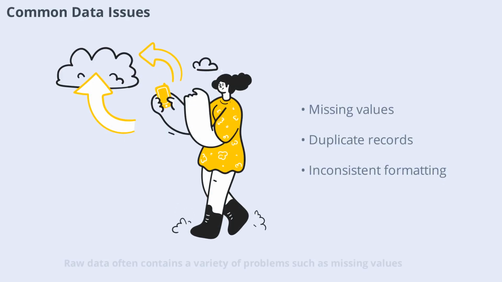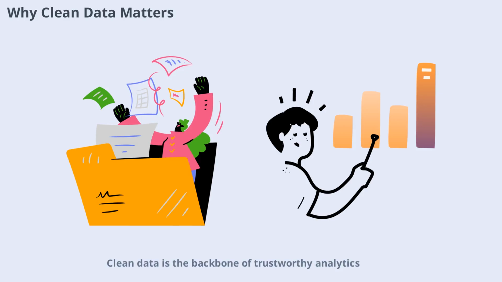Raw data often contains a variety of problems, such as missing values, duplicate records, inconsistent formatting, and outliers. These issues can arise from manual data entry errors, system glitches, or merging datasets from different sources. For example, you might find dates written in different formats, or names spelled differently for the same person. Recognizing these common issues is the first step toward effective data cleaning, setting the stage for more accurate and reliable analysis. Clean data is the backbone of trustworthy analytics.